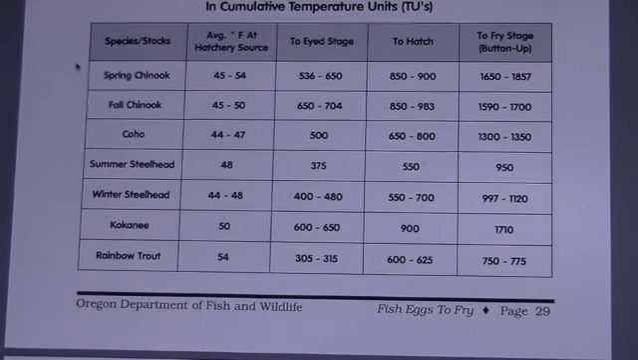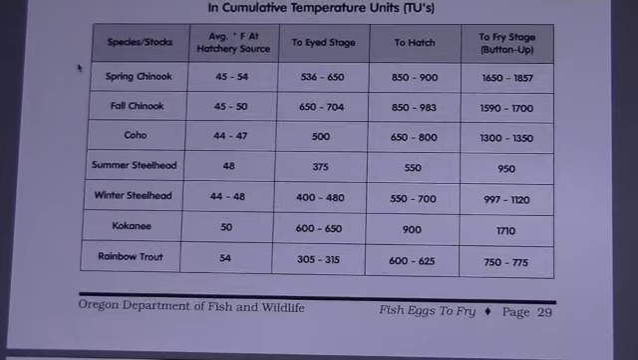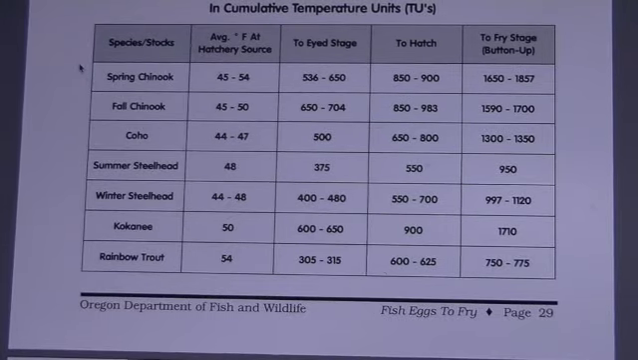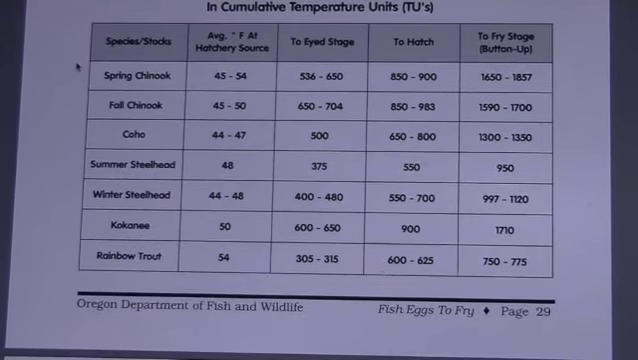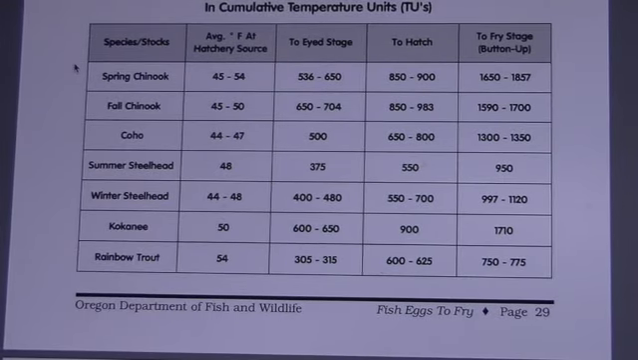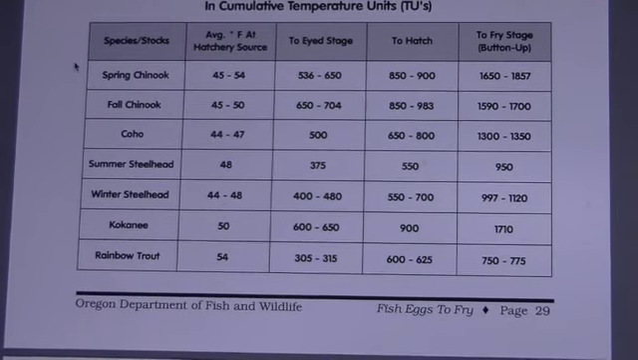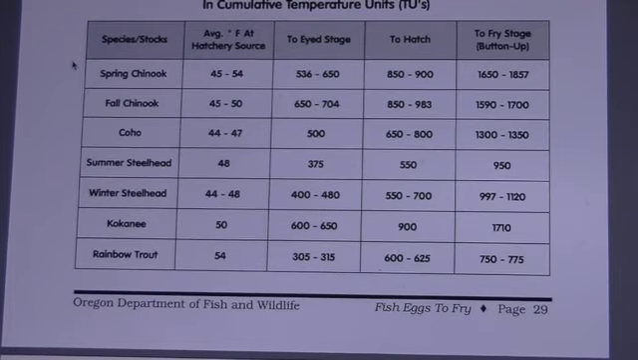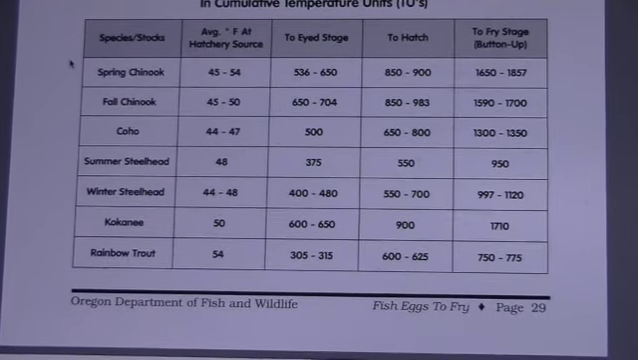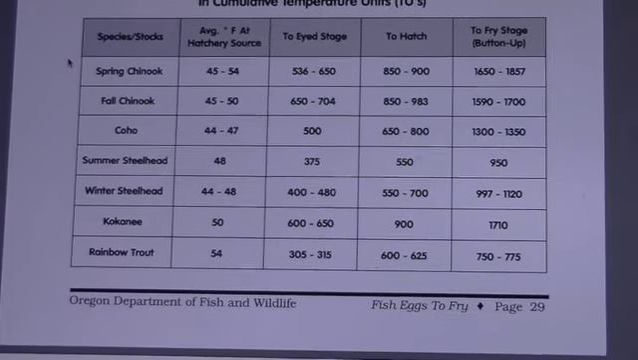We know that they will hatch when they get to 850 or 900 accumulated temperature units. And when the accumulated temperature units get to 1650, that's about the time that we'll be releasing them in the river. So let's see how we can predict, based on the information we have about our fish, when we can expect them to hatch.